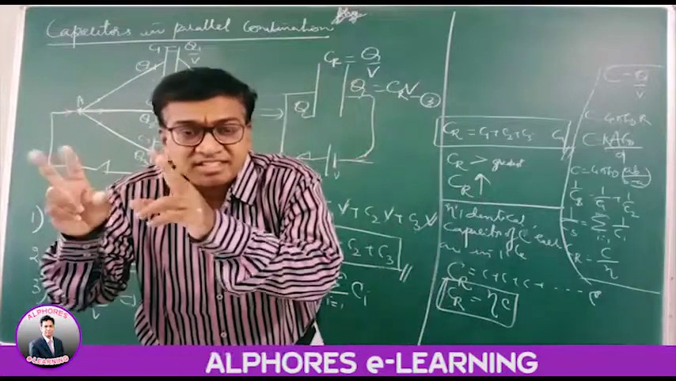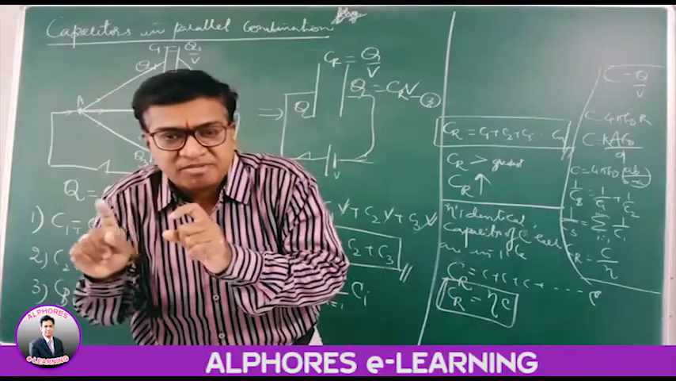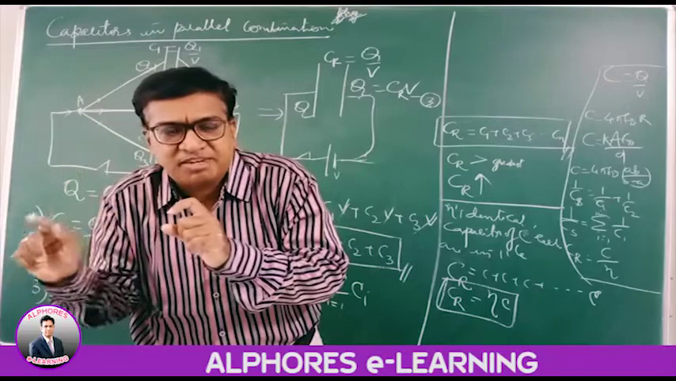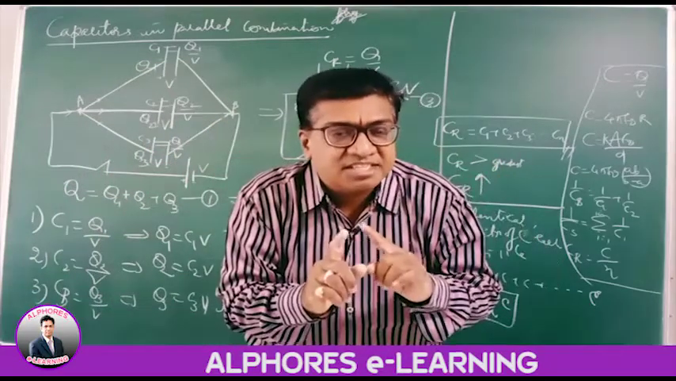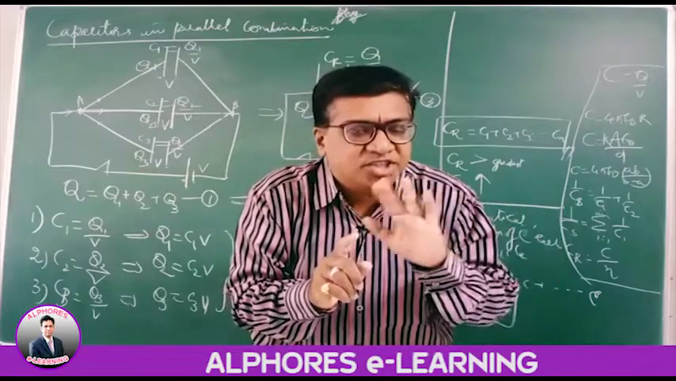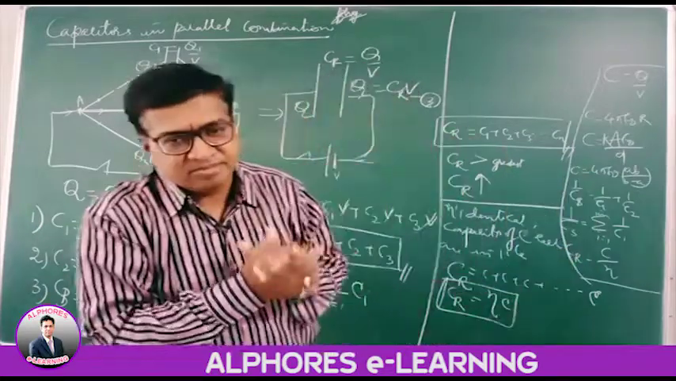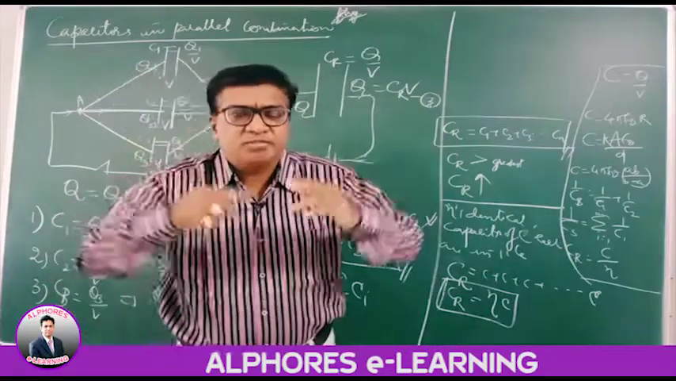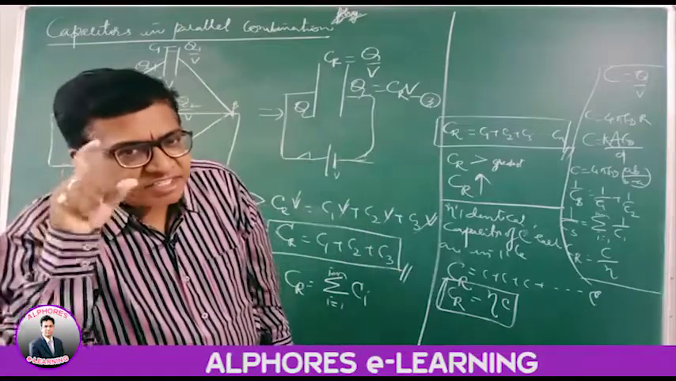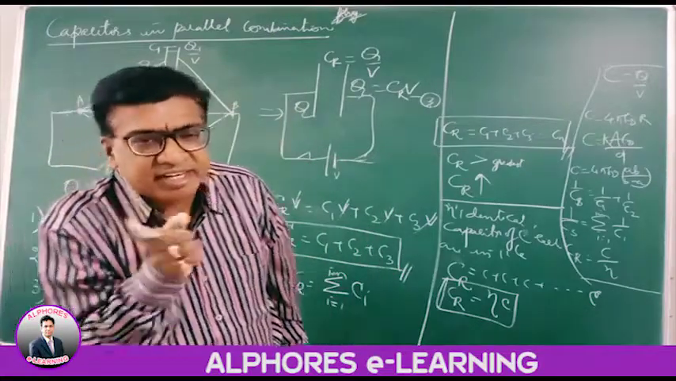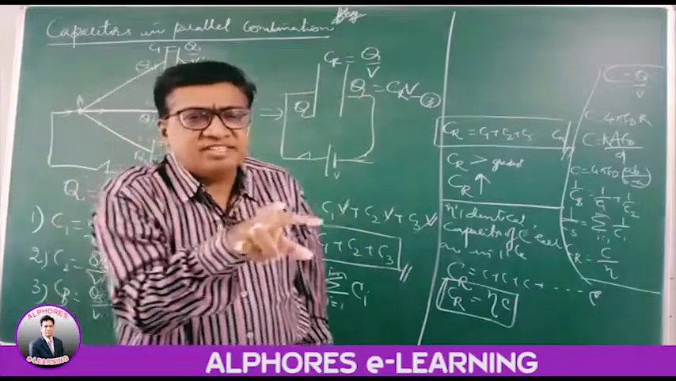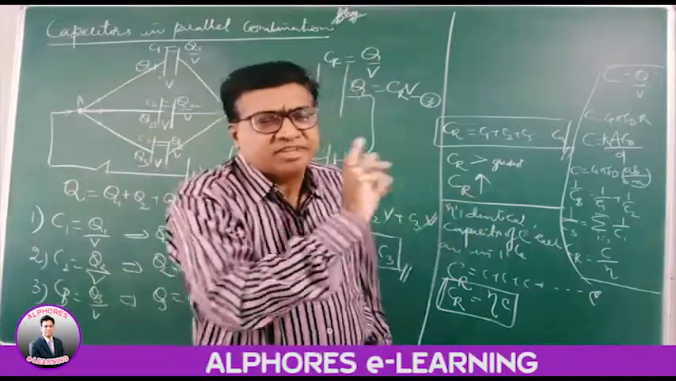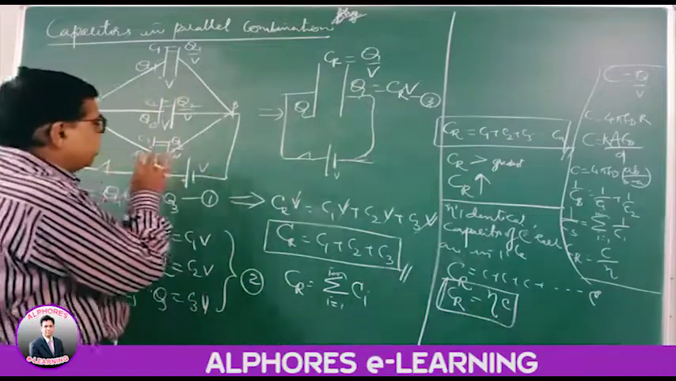In series, charge is constant, potential is the algebraic sum of the individual potentials, V1 plus V2 plus V3 dot dot Vn. In parallel, potential is constant, the charge is the algebraic sum of the individual charges, Q is Q1 plus Q2 plus Q3 dot dot Qn. Both are reverse, opposite. In series, charge is constant, potential is different. In parallel, potential is constant, charge is different. Whatever is different, the resultant will be the algebraic sum of the individual things. So that way you have to remember.